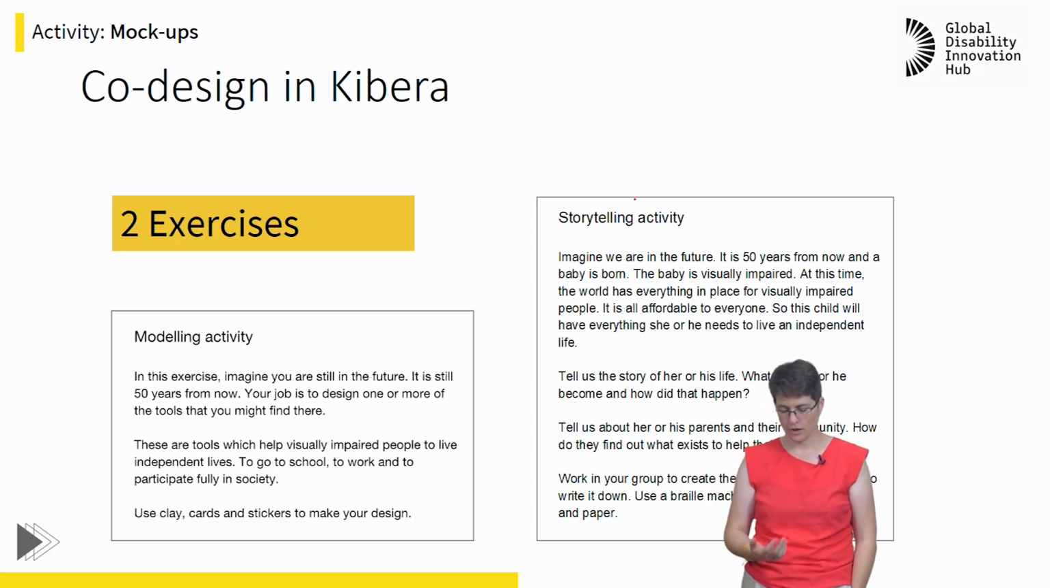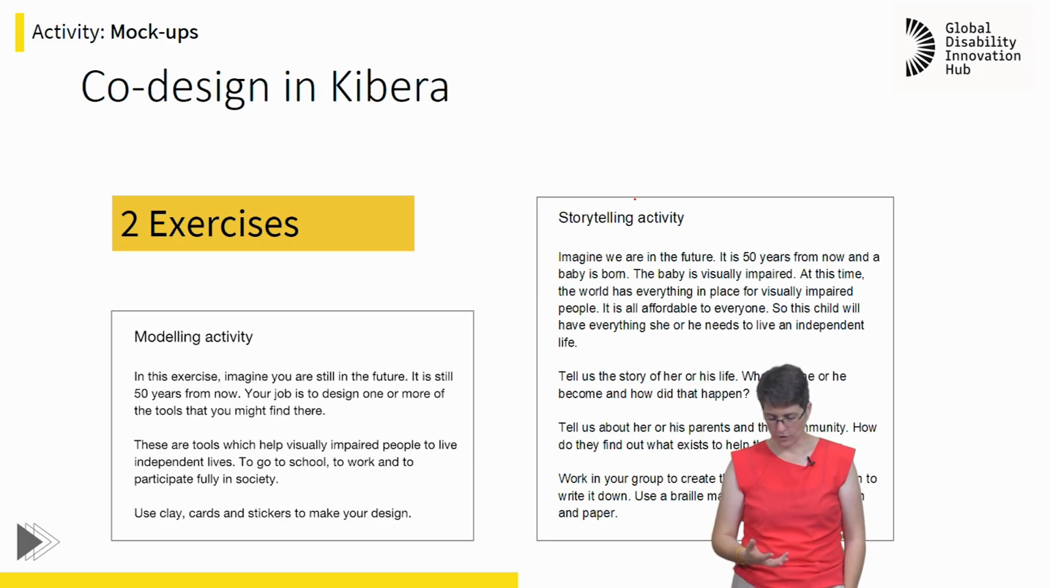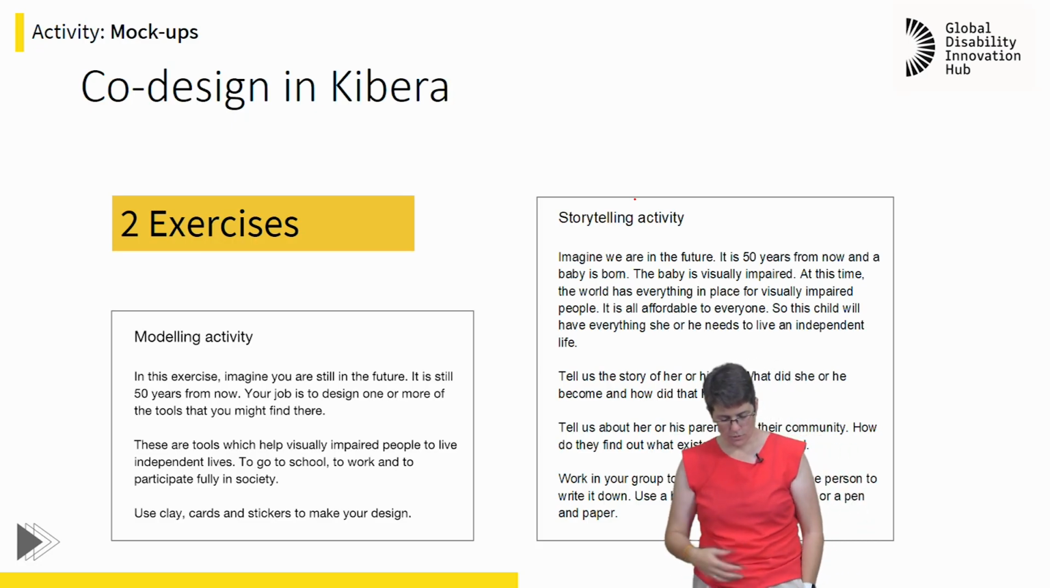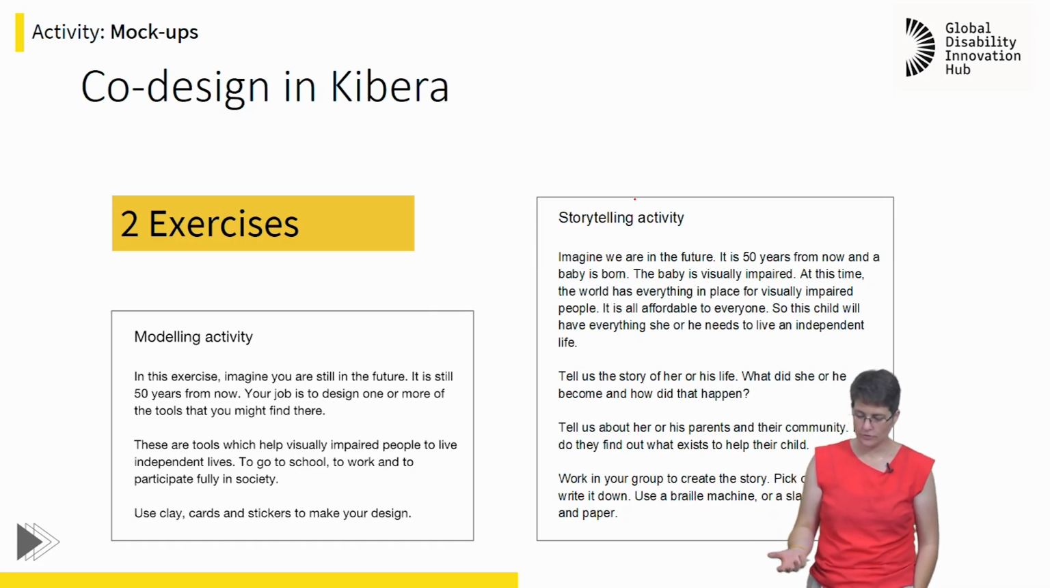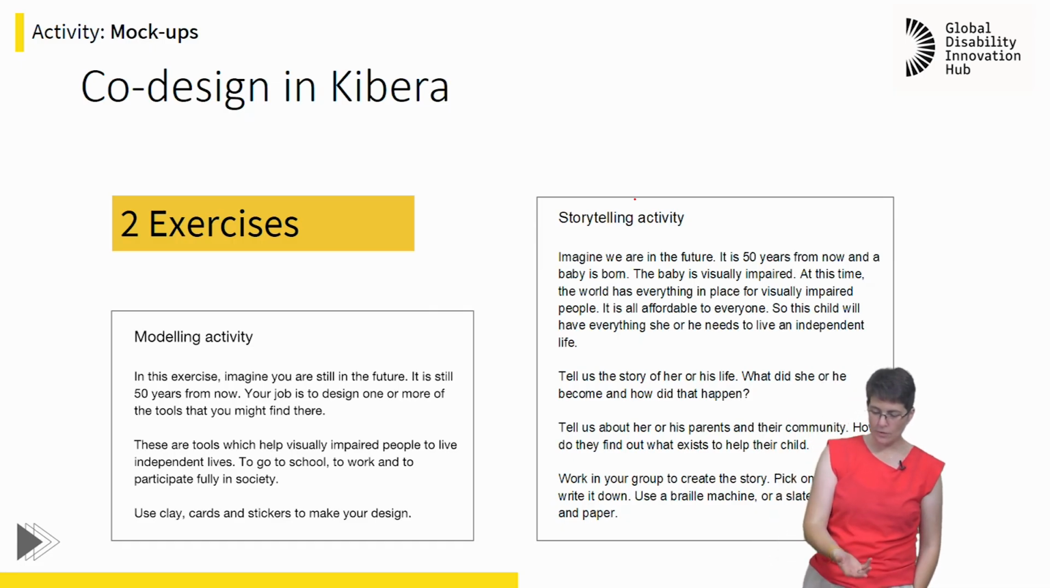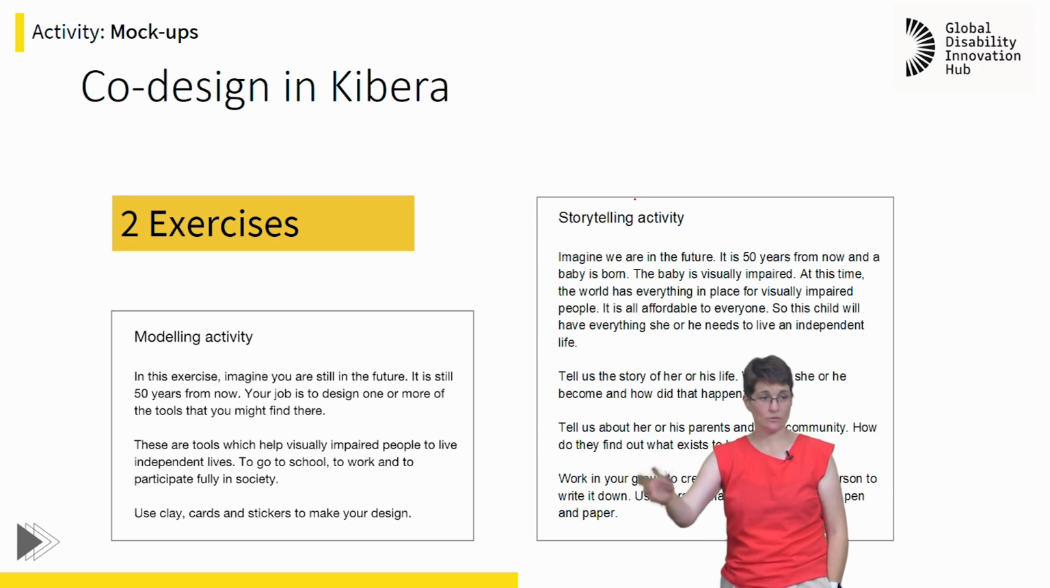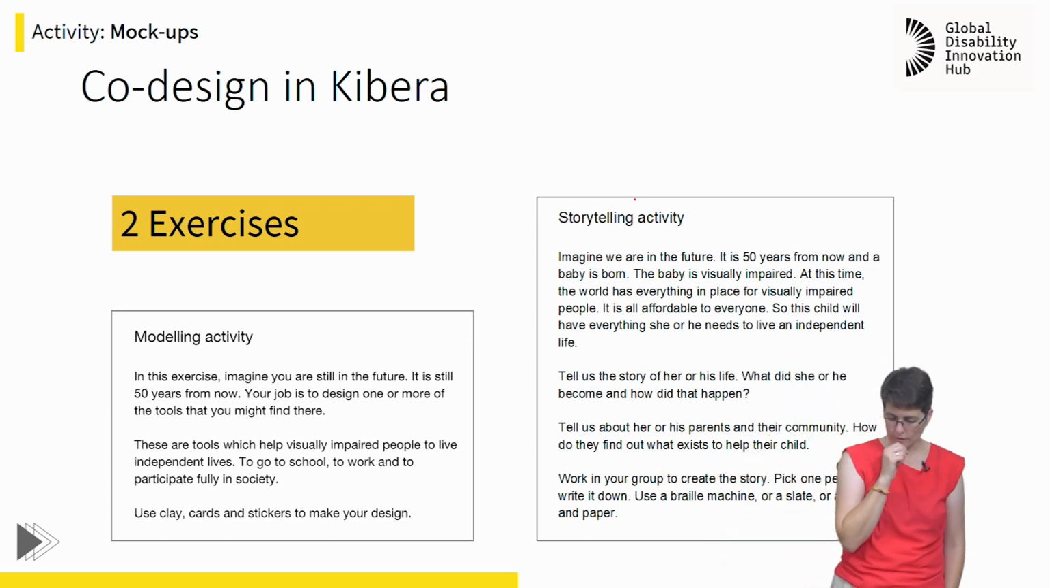What did she or he become, and how did that happen? Tell us about his or her parents and their community. How do they find out what exists to help their child? Work in your group to create a story. Pick one person, write it down. You can use a braille machine or slate or pen and paper. So we had all of the different ways that people could use the technology.